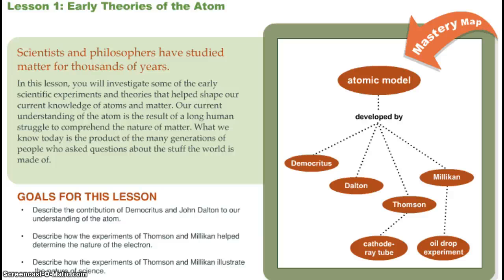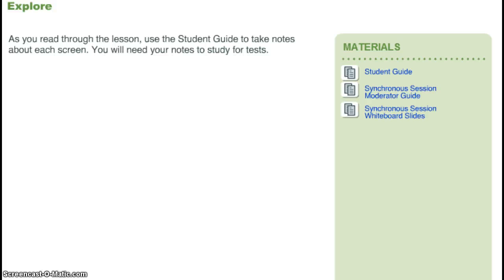Goals for this lesson. Describe the contribution of Democritus and John Dalton to our understanding of the atom. Describe how the experiments of Thomson and Millikan helped determine the nature of the electron. Describe how the experiments of Thomson and Millikan illustrate the nature of science. All right, so you can get the study guide from here.